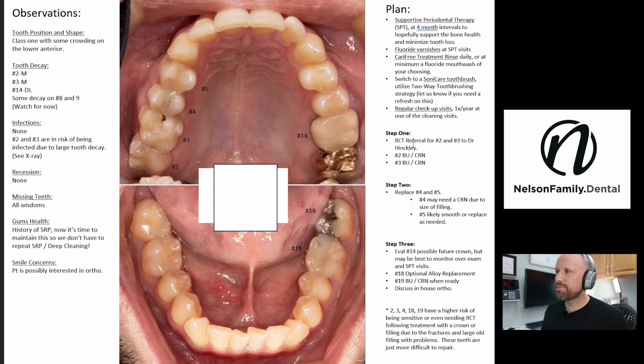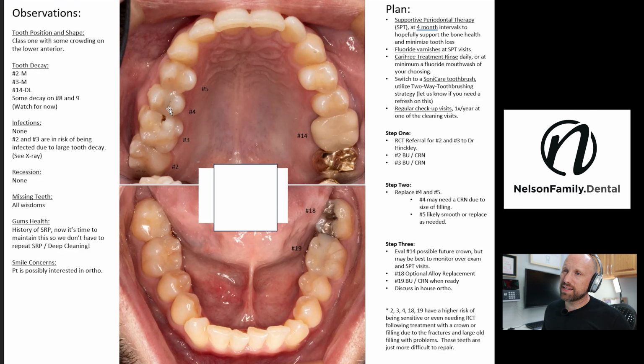So our first step for this patient, we've already done it, a root canal referral, in this case to Dr. Hinckley, that's already in process. We're also going to probably need to do buildups and crowns on tooth number 2 and number 3. And buildups rebuild the tooth because there's bacteria and old filling materials that need to come out and be replaced. And then the crown covers that whole surface so that the tooth can be restored and be really strong for a long term.